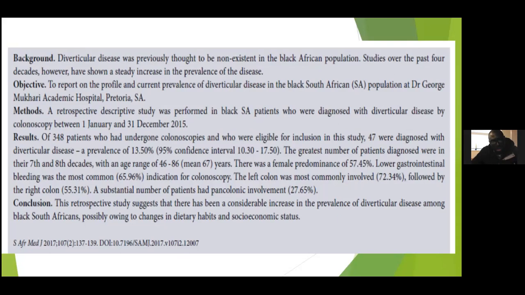So this was a nice study that they did at that point. It was a retrospective study, and we understood that there might be one or two dropouts, but this gives us an idea on the prevalence as well. In their study, they also noted that it is commoner between the 7th and the 8th decade, with an age range of between 46 and 86, and the mean age being 67. They also noted that the females have a prevalence of 57.45% in their study as well.